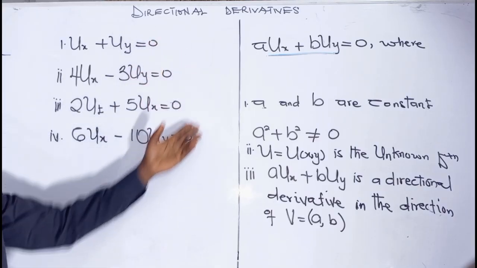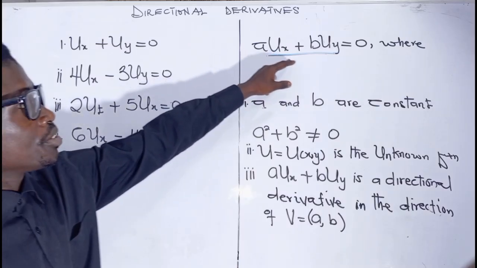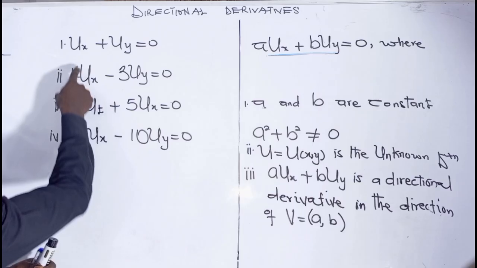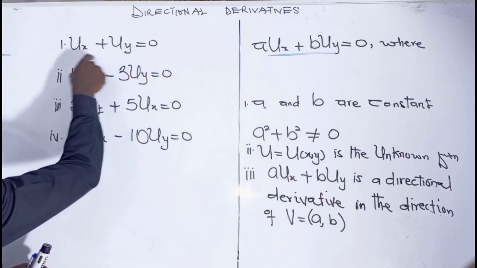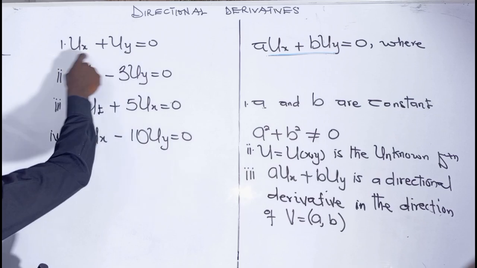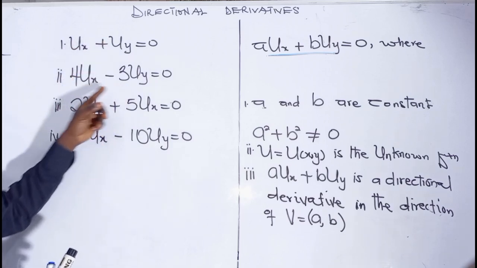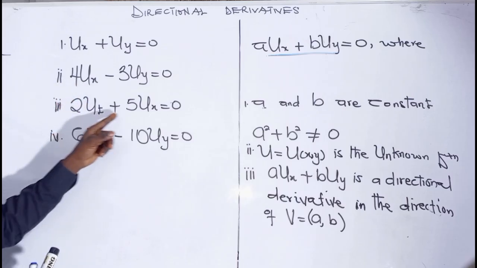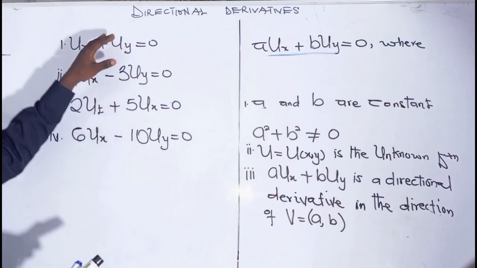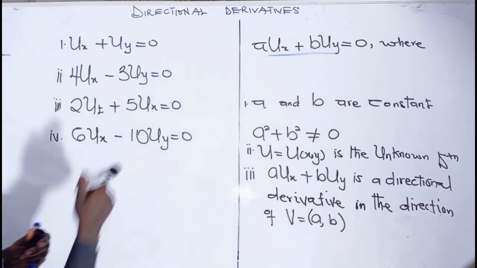So all these PDEs that I have written down here are of this form. We have a u_x + b u_y = 0 where a and b are constants. So you can see that with this particular equation, our constant is 1. And we have u_x + u_y, our constant is 1. So when you look at the rest, you can see that the coefficients are constant. So all these PDEs are of this very form.